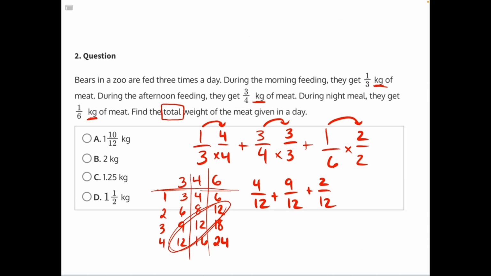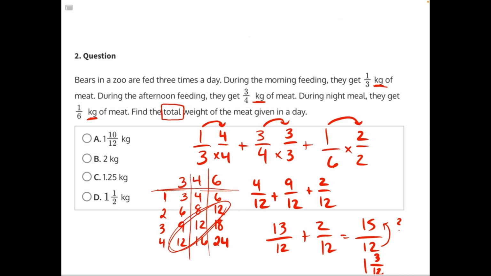Now we're able to add all of our numerators together. 4 plus 9 would give us 13 over 12, plus 2 over 12 would give us 15 over 12. Now this is an improper fraction, so we need to change it into a mixed fraction. How many times can 12 go into 15? Just one time. And how much is left over? Well, 15 minus 12 would give us 3. So 3 over 12 is what is left over.